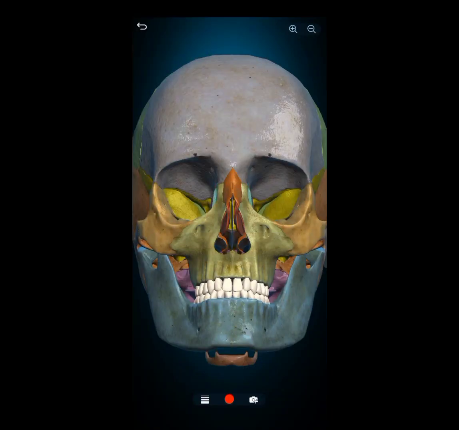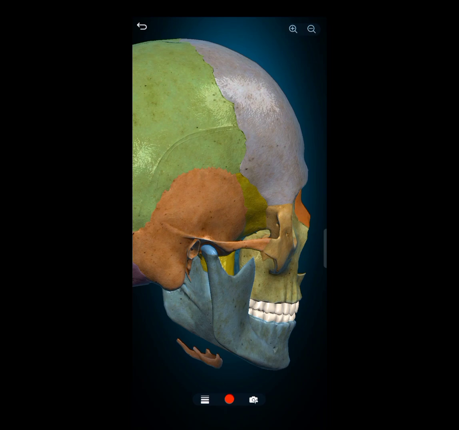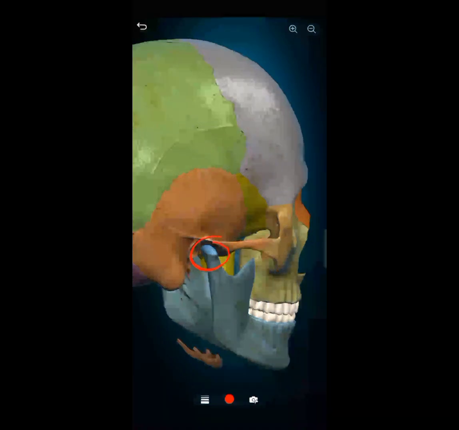The mandible, which forms the lower jaw, has a horizontal body and two vertical rami. When we see from the lateral surface, it also has a head which articulates with the mandibular fossa of the temporal bone and forms the joint which is called the temporomandibular joint.